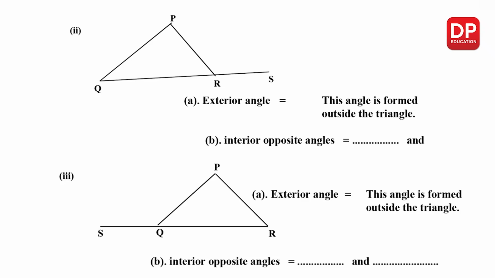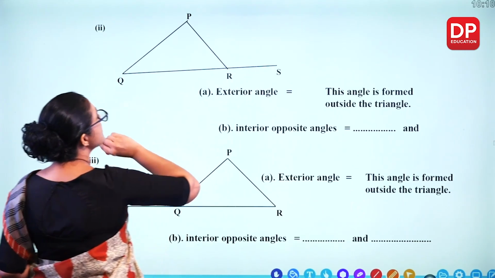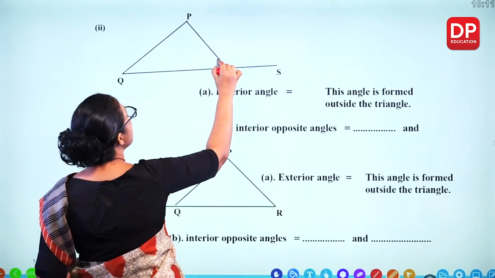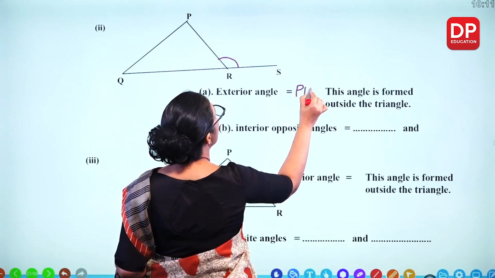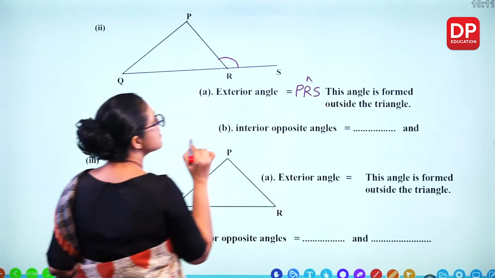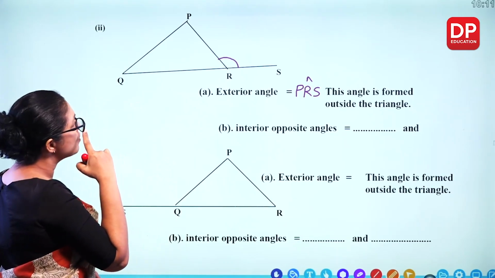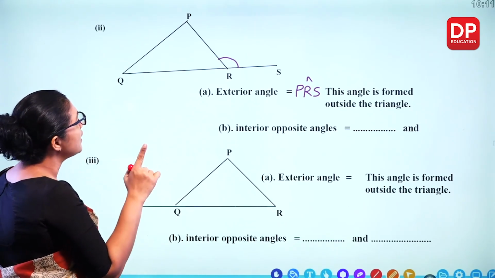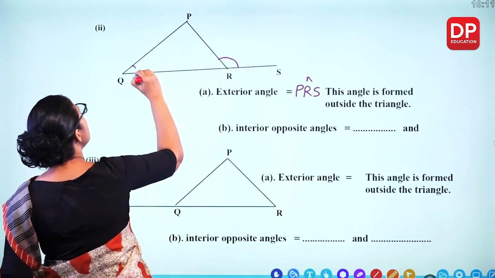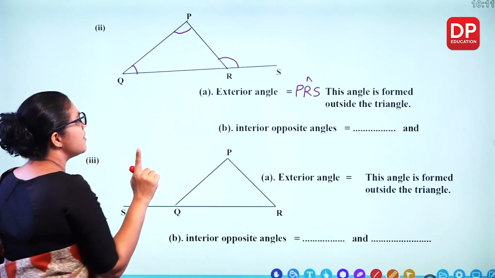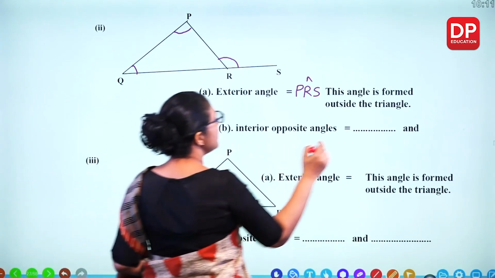Now look at this one, this line extended to S. What's the exterior angle? This is the exterior angle. PRS is the exterior angle. That's outside the triangle. So what are the interior opposite angles? This is an interior angle. These are the interior opposite angles, P and Q.